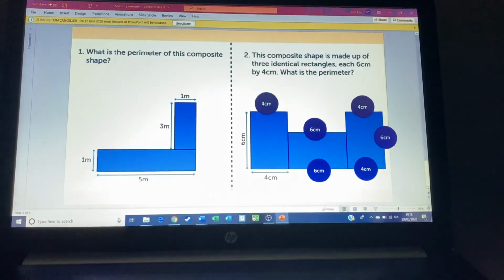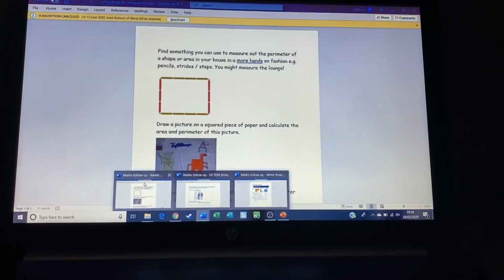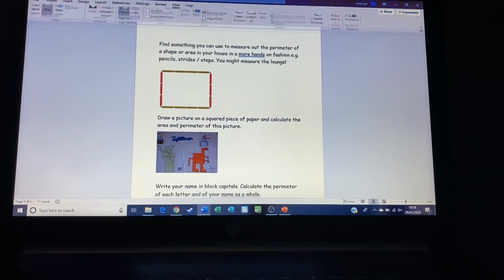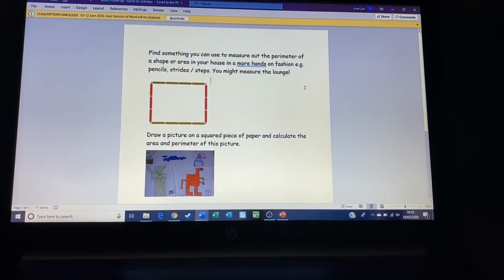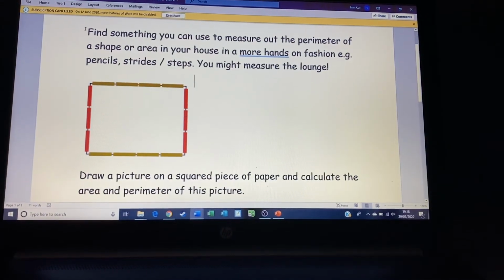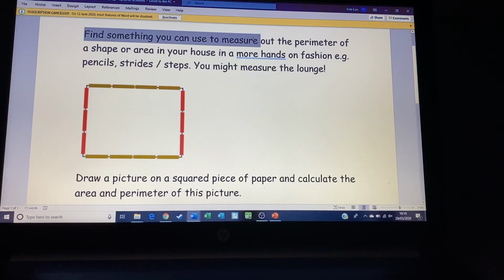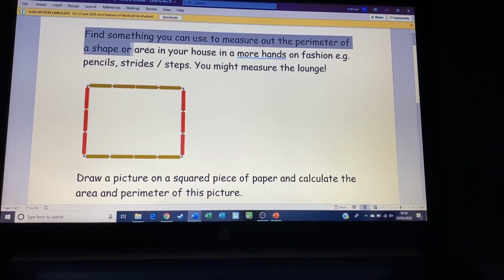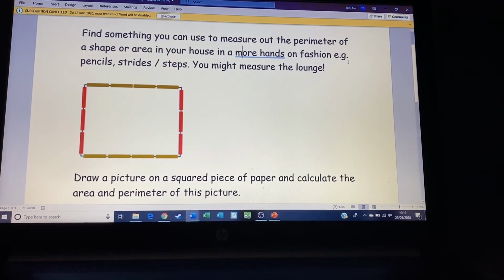So, just going to show you the activities if you wanted to continue this learning. So here we have some quite hands-on activities for you to do. These again are on the website. So if you wanted to, it might be that you find something to measure out the perimeter of a shape or an area in your house in a more hands-on fashion.